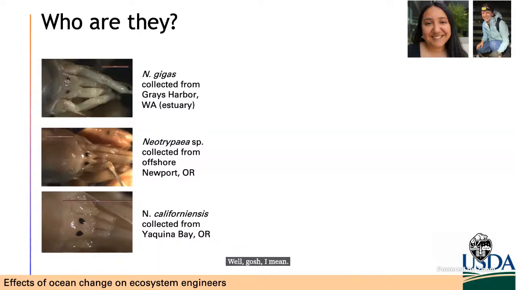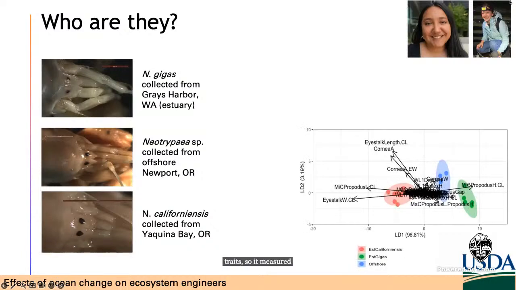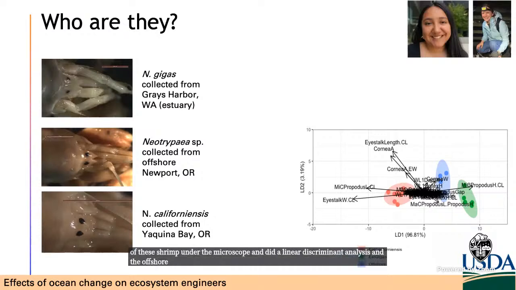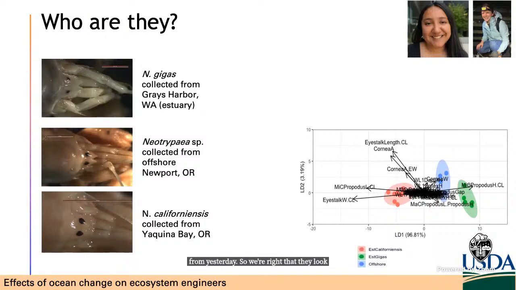Well, gosh, I mean, they mostly look like gigas, but they're not exactly. They're just so weird, these shrimp. And one of the things that Sarah Hardesty, who is behind this, noticed is that if you look at the pigmented area of their eyes, they have big black pigmented areas like the californiensis. So Sarah and then one of my REUs measured 29 different traits, 29 parts of these shrimp under the microscope, and did a linear discriminant analysis cluster. And they are distinct from the estuary. So we're right, they look like gigas, but not exactly.